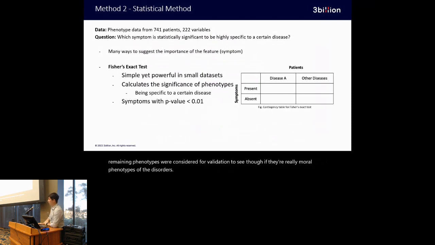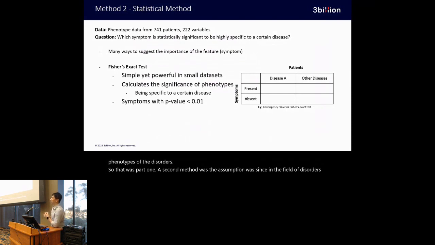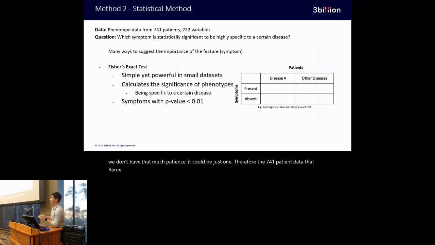So that was part one. The second method's assumption was that in the field of rare disorders, we don't have that many patients. It could be just one. Therefore, the 741 patient data that RareX provided is itself meaningful data. So we wanted to use this data to see which symptoms would be statistically significant and highly specific to a certain disease.